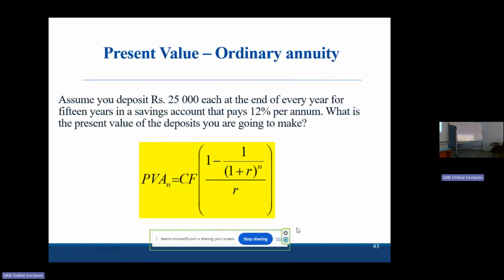Right. Before going to the present value of the ordinary annuity, I will explain the future value of the annuity due also simultaneously, right? That is easy.